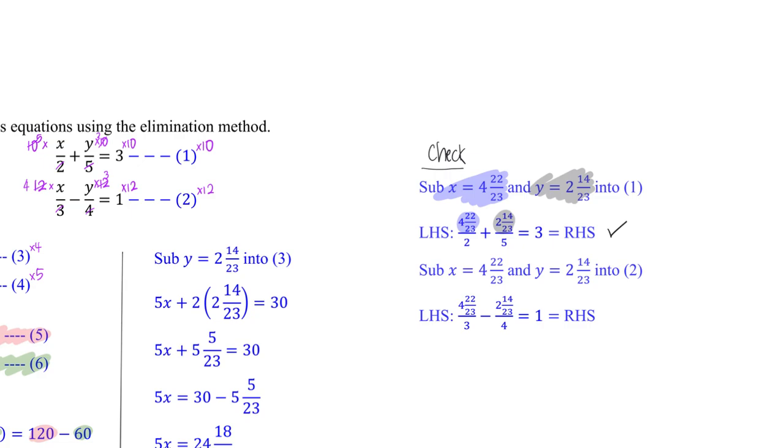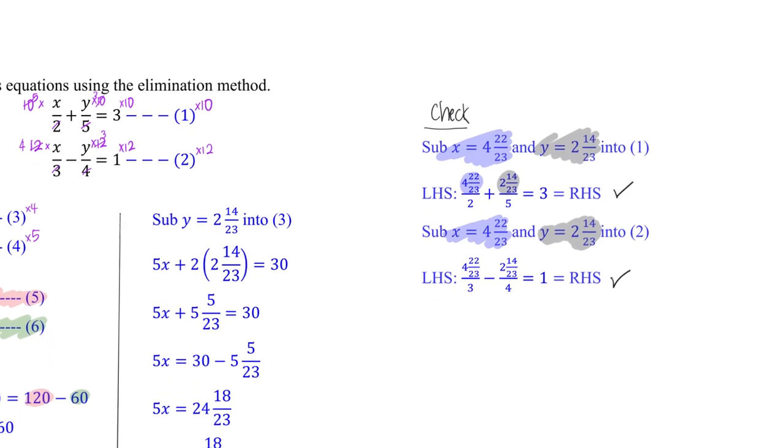I do the same for equation 2, substituting x as 22/23, over 3, plus minus y over 4. In this case, y is 14/23. And when I calculate this, yes, it does give me back 1. And that ensures that my answer is correct.